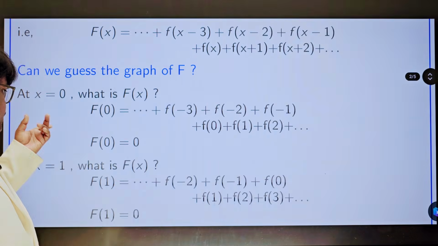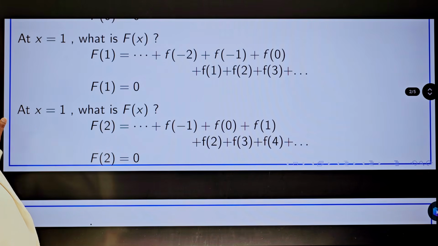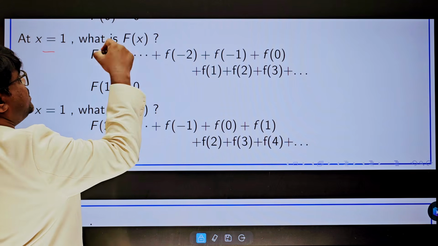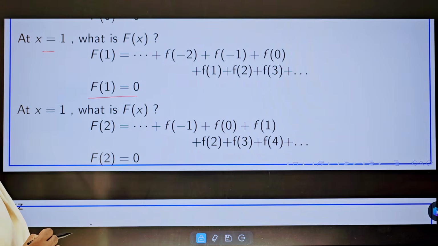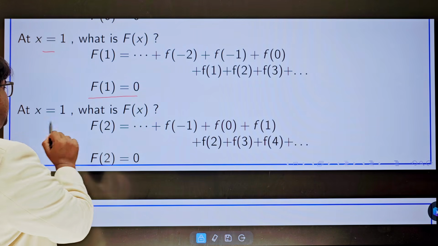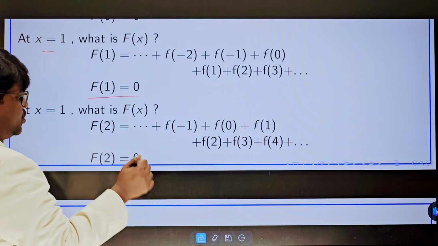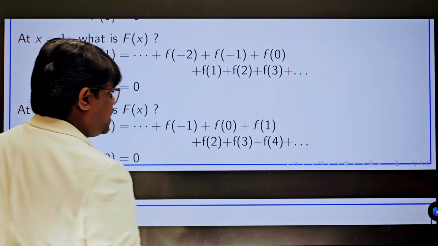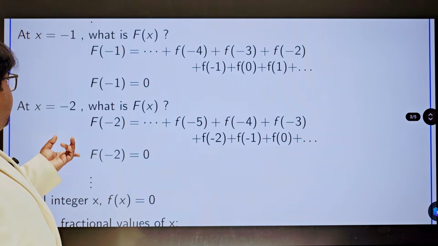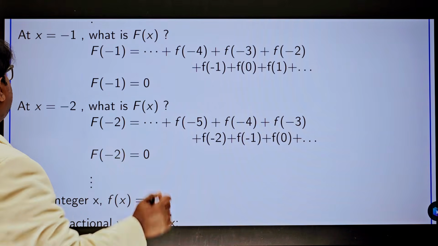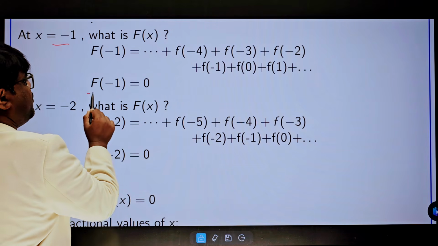After that, put x equal to 1 in equation 1. Then you will get F of 1 equal to 0. Put x equal to 2, 3 and so on. You will get the F values, and you can see here that at x equal to minus 1, F of minus 1 is 0.